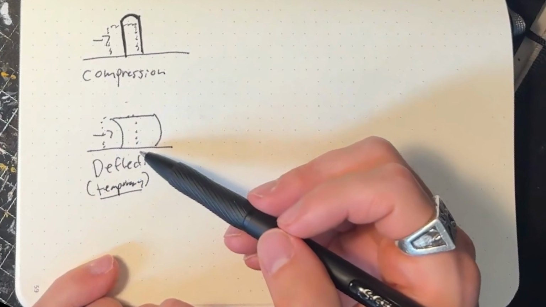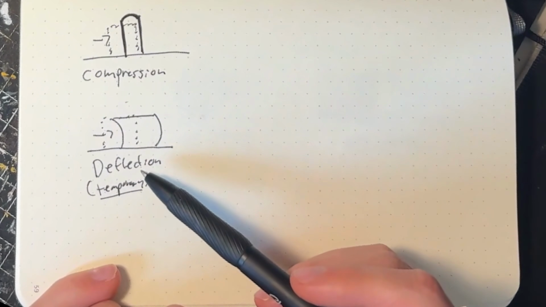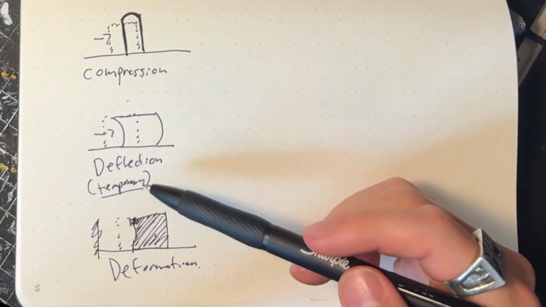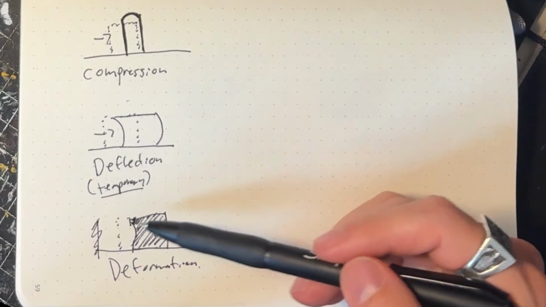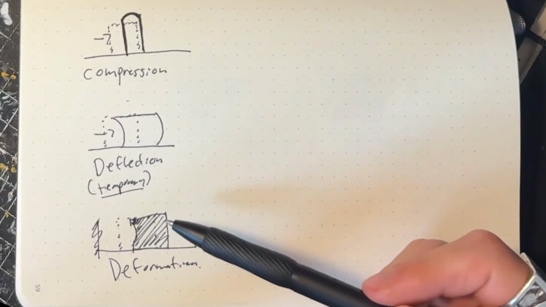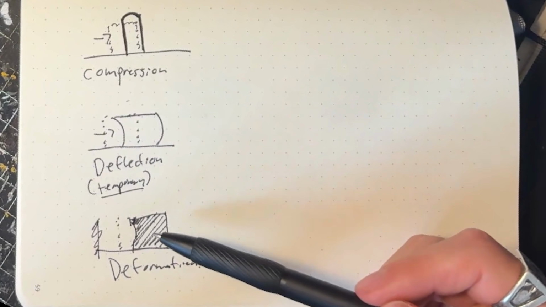A non-temporary example of deflection might be something like we've put a deformation into our box. So this would be a more permanent version of deflection. It's a permanent change inside of a shape. Play-Doh is a great example of a deformation object, or clay is another great example of deformation of an object.